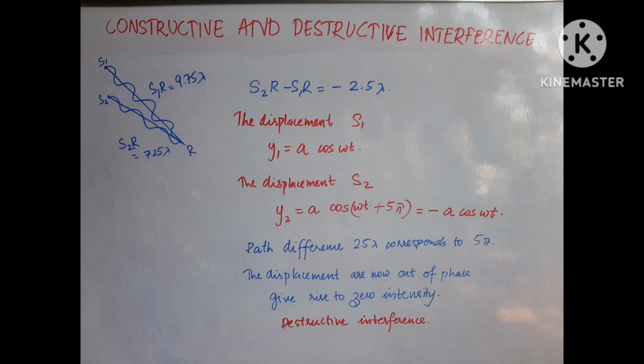So when we find the resultant displacement, we get a cos omega t minus a cos omega t, that is equal to 0. So that is a place where we see a zero intensity spot. Here we do not see anything, it is a dark spot. So we can say that the waves interfere destructively in this space. So it is a destructive interference. So in this case we consider constructive and destructive interference spots.